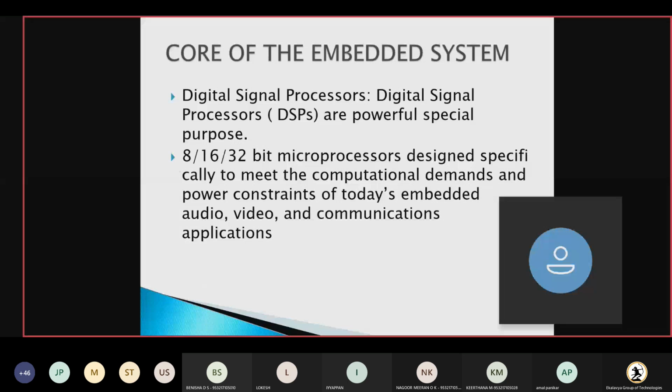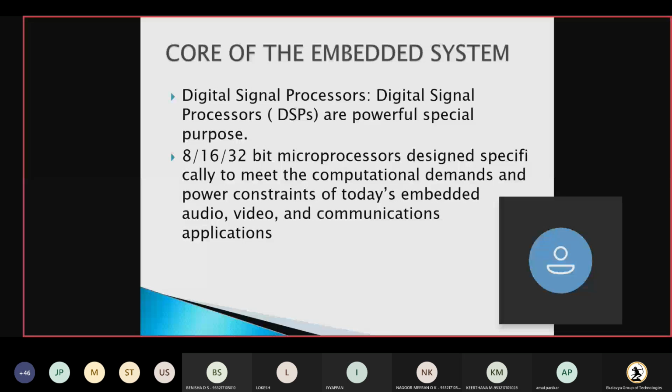It also has other computations like addition, subtraction, multiplication, and division. The architectures are different, so we will see that one.